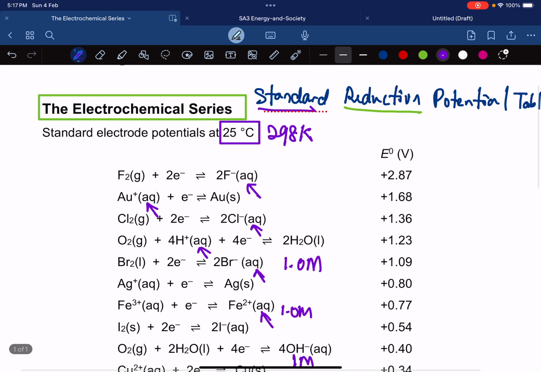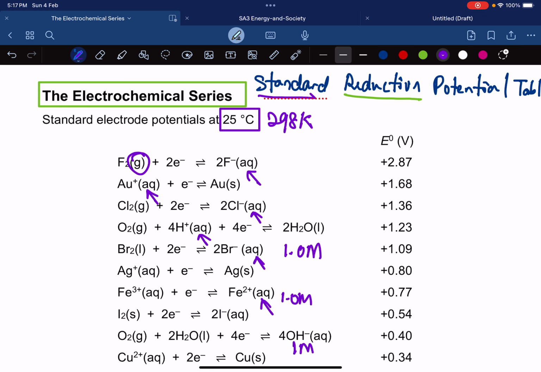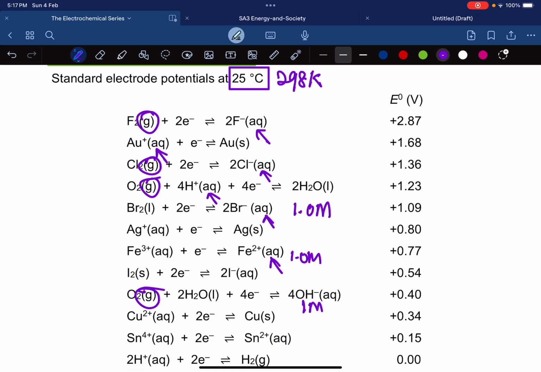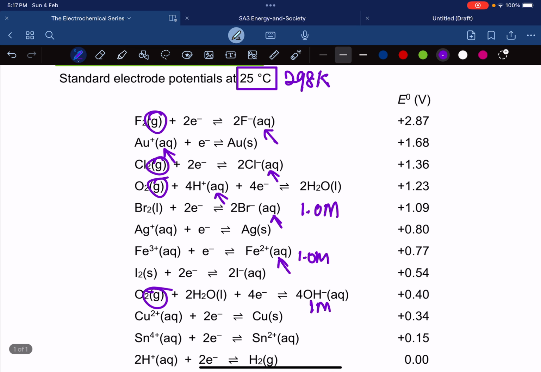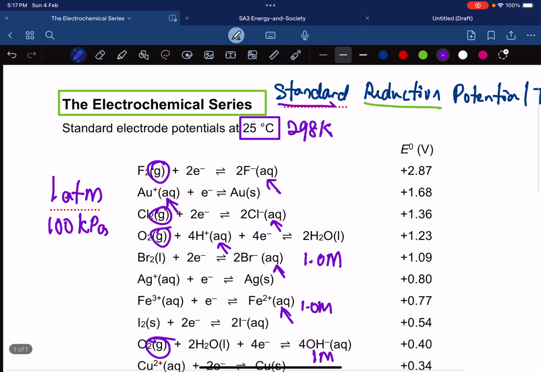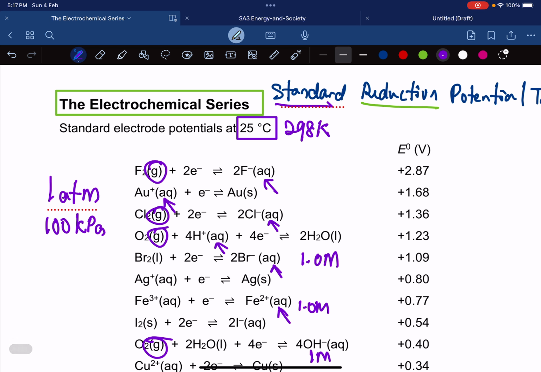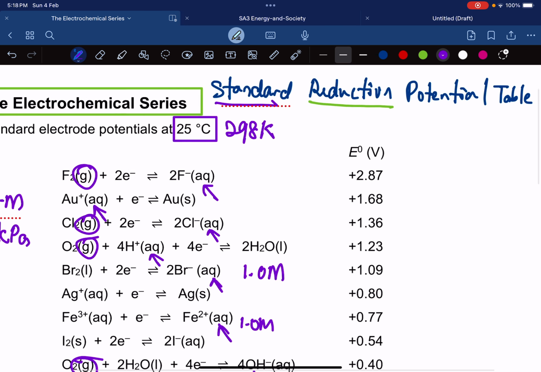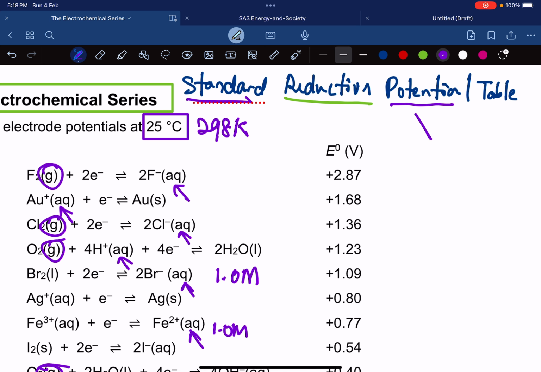And the third thing is, when you're dealing with gases, wherever you see gas, the gas is at 1 atm or 100 kilopascal. So that is why the word standard comes in. So this data that you're obtaining is done at 25 degrees Celsius, at 1 atmospheric pressure, and at concentrations of aqueous solutions at 1 molar. That's what it means.